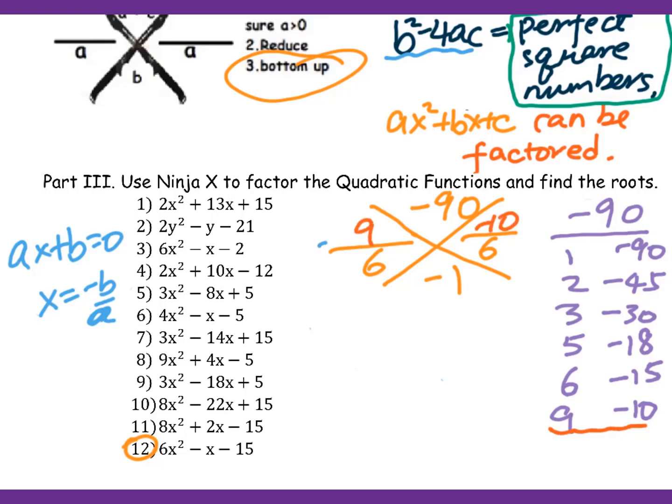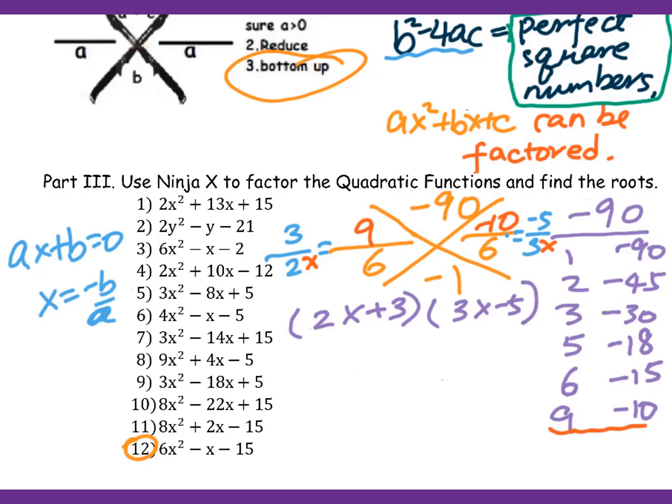Then reduce, you will get 3, 2. This part, you got negative 5, 3. Put the variable at the bottom. Then we do bottom up. 2x plus 3 and 3x minus 5. Therefore, the roots x1 equals negative 3 over 2. x2 equals 5 over 3.